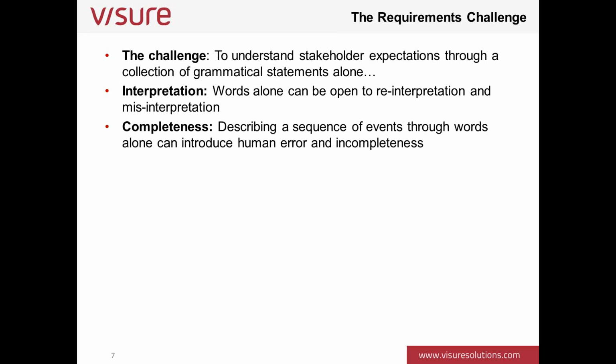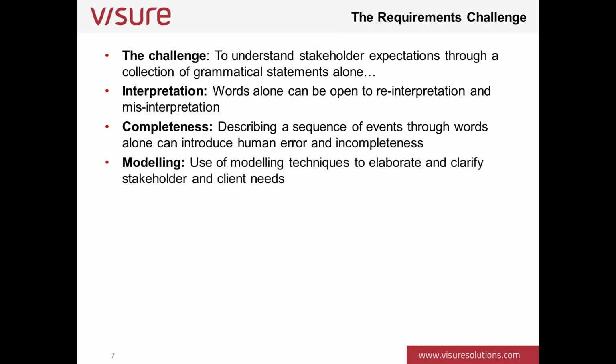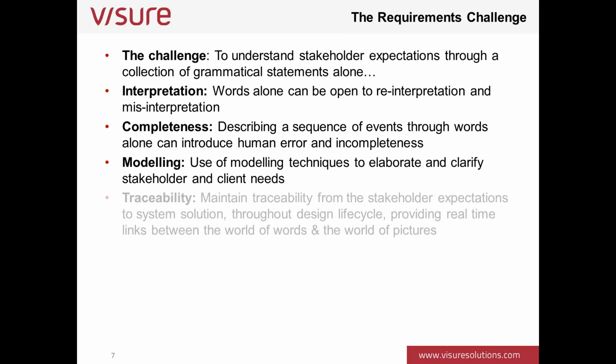And also now looking at completeness, so describing or trying to describe a sequence of events through words alone can introduce human error and incompleteness. So it's that ability to be able to translate from the textual description to a sequence of events, which very often are much easier to interpret through a model or a picture. So the use of modeling techniques can be a very strong vehicle to elaborate and clarify the stakeholder and client needs in a way that can be visualized to support the text.